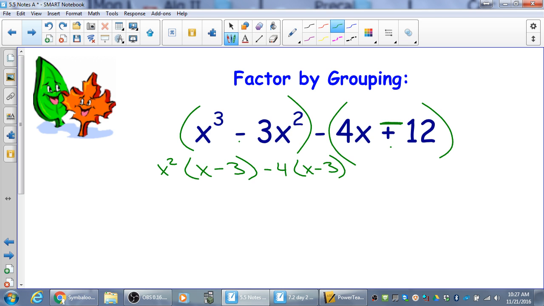Here's what happens on the factor by grouping. These two come back together, and they're going to make x squared minus 4. Then these two come together, and they make an x minus 3. They do not make an x minus 3 squared. That's not the way the pattern works.